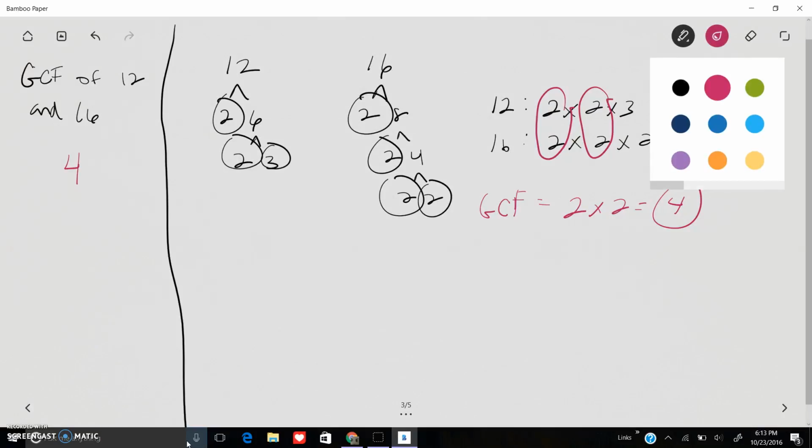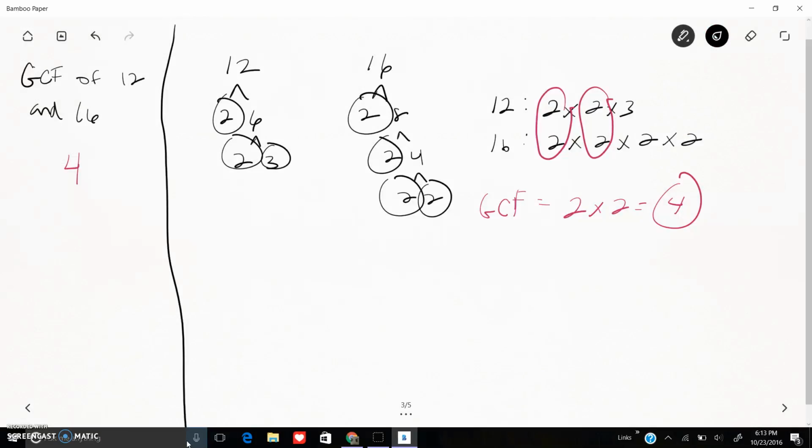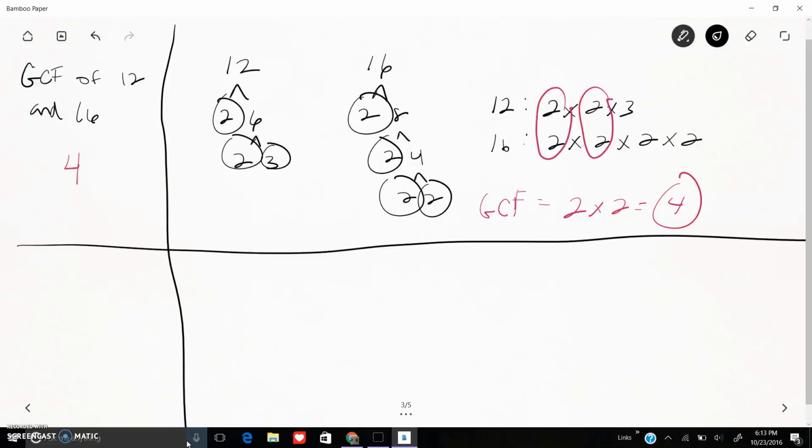All right, let's try that again. How about the greatest common factor of 24 and 30?